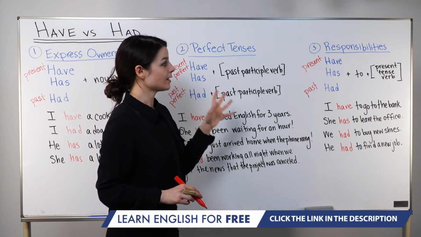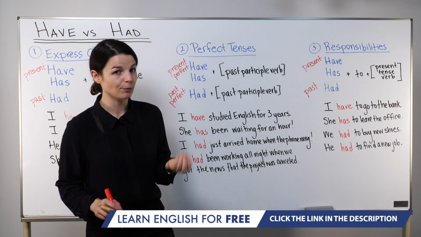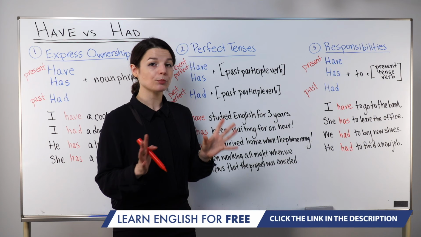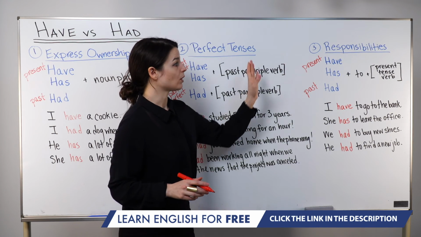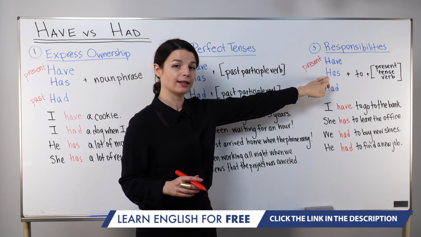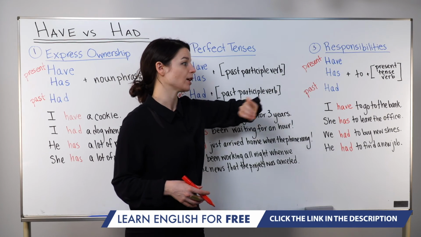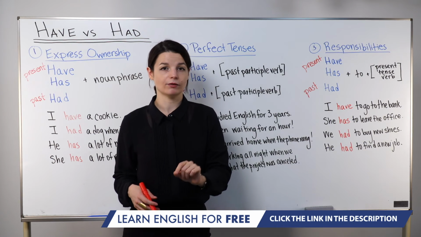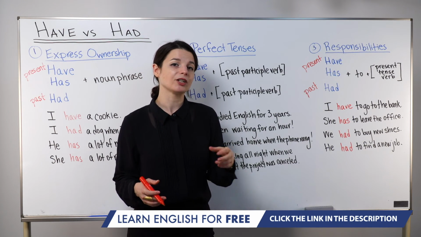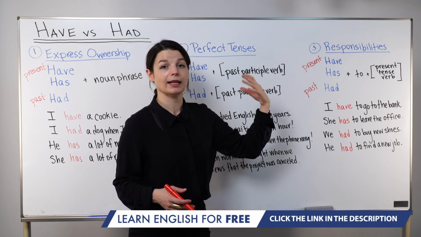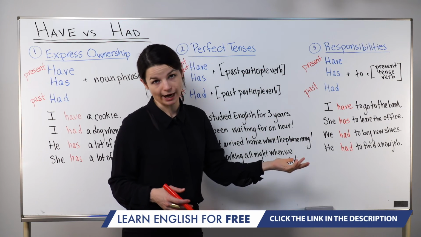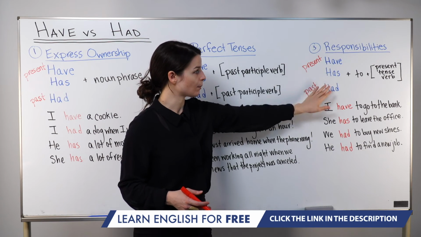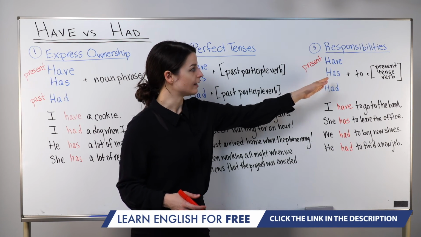We use have and had to talk about responsibilities. This is a very common use of these words. When we talk about present tense responsibilities, we use have or has, again for he, she, and it subjects, plus to, plus a present tense verb. Of course, we can change this with use of don't. We can make it a negative: don't have to, doesn't have to, and so on. But making a positive sentence for the purposes of this lesson is done in this way.